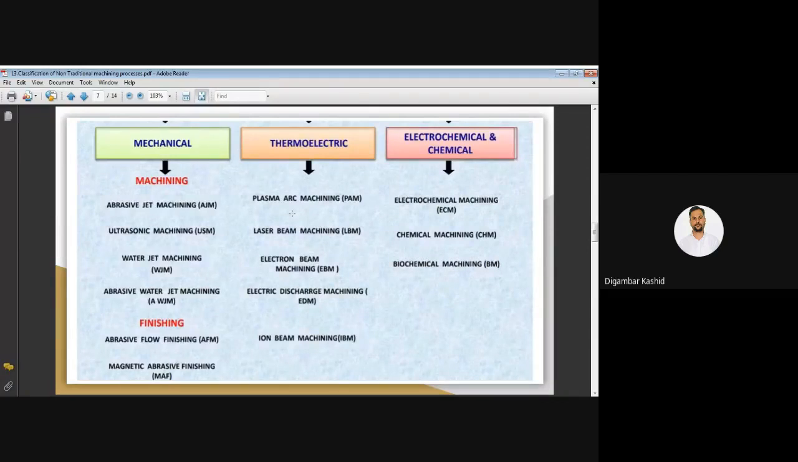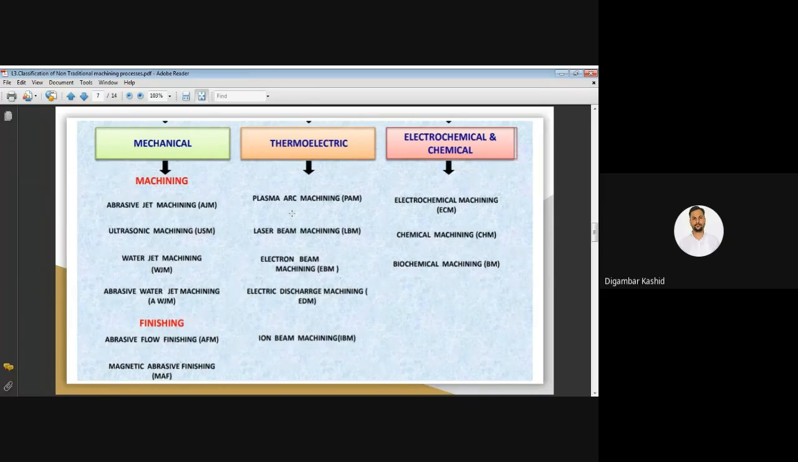Some of them can be used only for electrically conductive material, while some can be used for non-conductive material, while others can be used for both electrically conductive as well as non-conductive material. In some cases there may be a condition of thermal conductivity of your workpiece also. So depending on the situation or the property of the workpiece, you need to select the best suited non-conventional machining process.